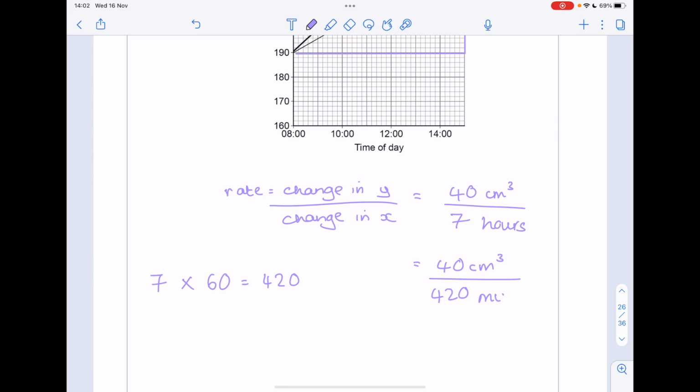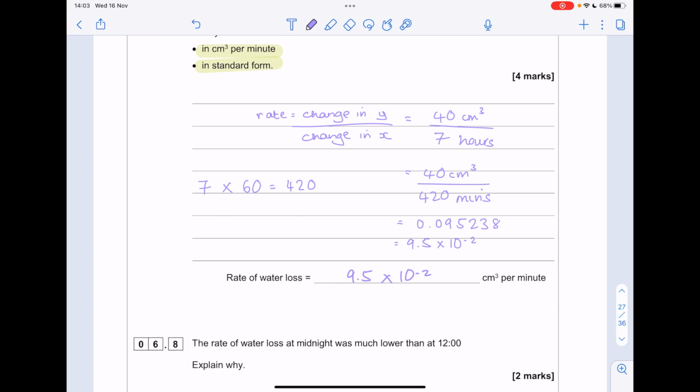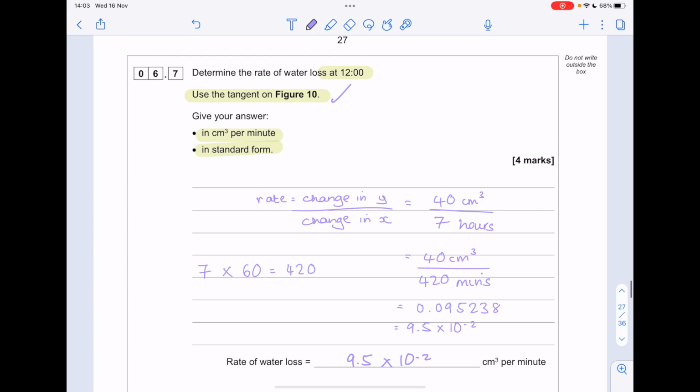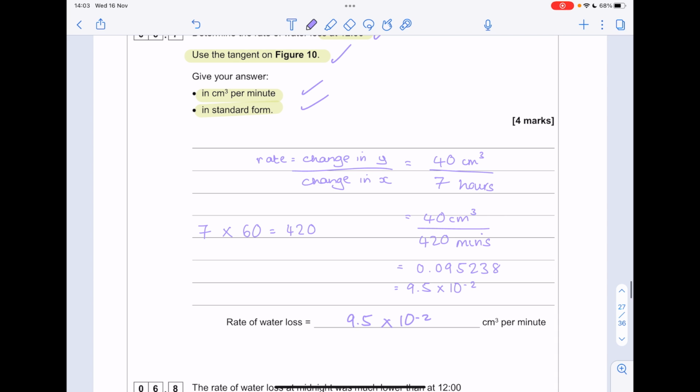So I'm happy that we're in the right unit now. Put that into your calculator to get 0.095238, and then they wanted the answer in standard form. So we do 9.5 times 10 to the, count, 1, 2, to the minus 2. And I've used my tangent, I've looked at the right time, my units are correct, and I'm in standard form, so I've got those 4 marks.